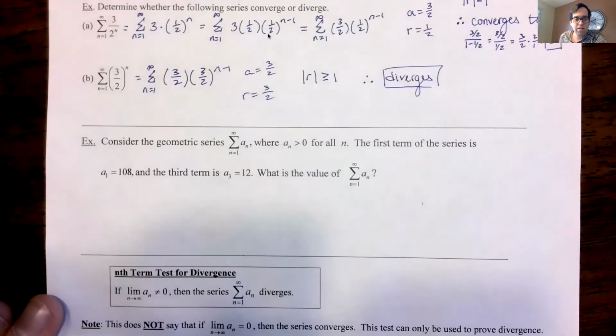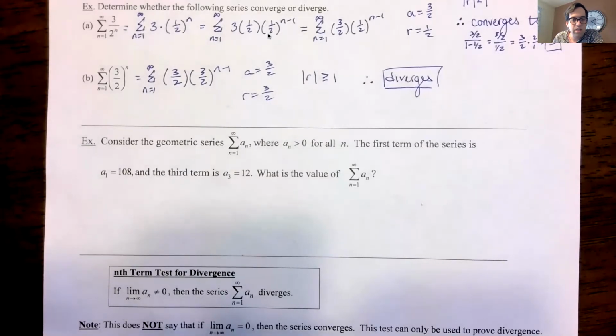Next example, consider the geometric series from n equals 1 to infinity, summation of a sub n, where a sub n is greater than 0 for all n. So all of the a sub n's, all of the terms that we're adding together are positive. The first term of the series is 108, and the third term is 12. What is the value of the sum?